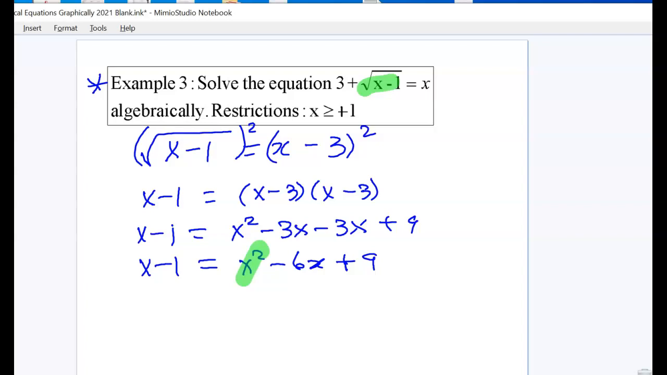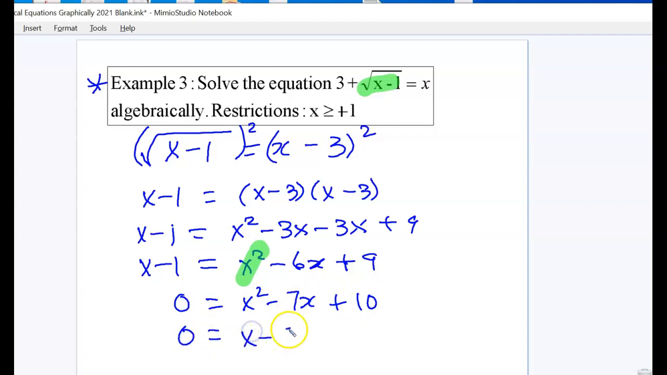And to solve a quadratic equation, we learned in Math 20, Pre-Calc 20, that you must set your equation equal to 0. So that means I'm going to subtract my x over to the other side to get minus 7x. I'm going to add 1 to get 10. So there's my quadratic equation.